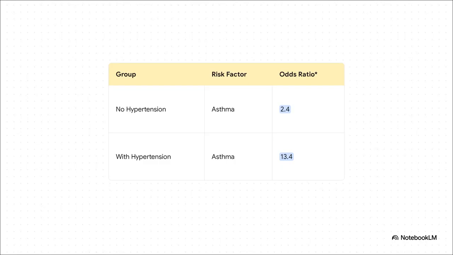In a study looking at a heart condition, the risk linked to asthma for people without hypertension was a 2.4 odds ratio. But now look at people who also have hypertension. The risk from that same factor, asthma, skyrockets to 13.4. Those numbers are not even close to being the same. They are not homogeneous. That's a huge sign that asthma and hypertension are interacting in a powerful way.